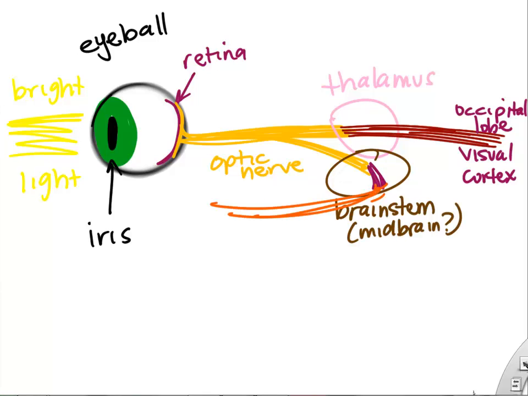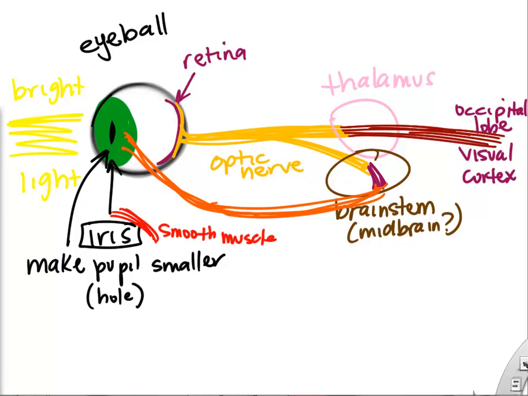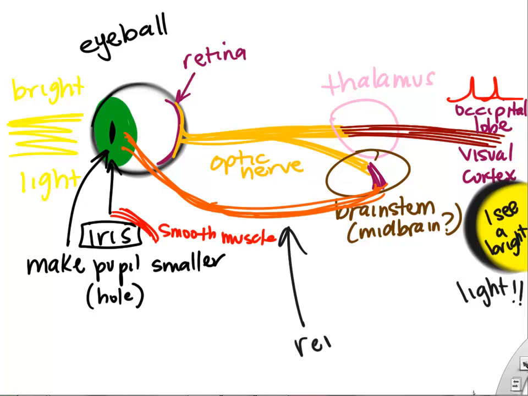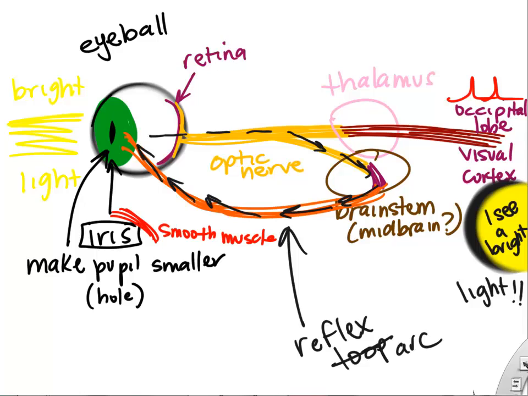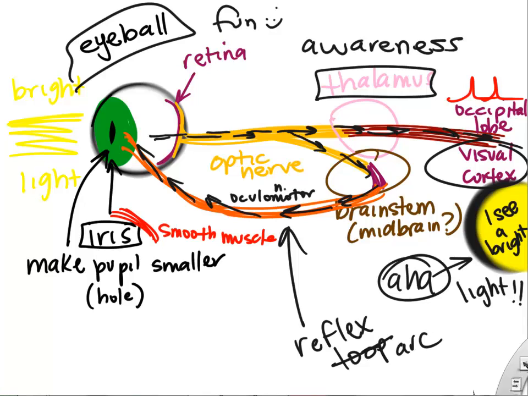But there's also this side pathway where those same signals go to your brainstem, and your brainstem senses the light as well, and your brainstem then controls your iris through signals to the smooth muscle of the iris. And so that will constrict your pupil, and that will happen even before you see it, because that's a reflex. That's a different loop or arc. It goes from your optic nerve to your brainstem and out to the iris, versus the same signals can go back to the thalamus, to your visual cortex and your occipital lobe, and you actually see the light.